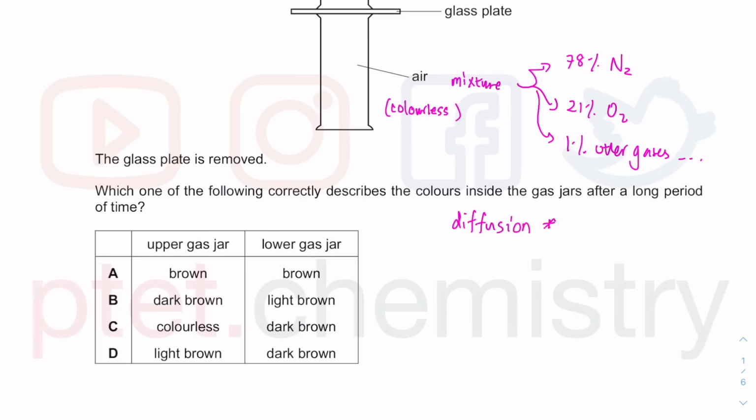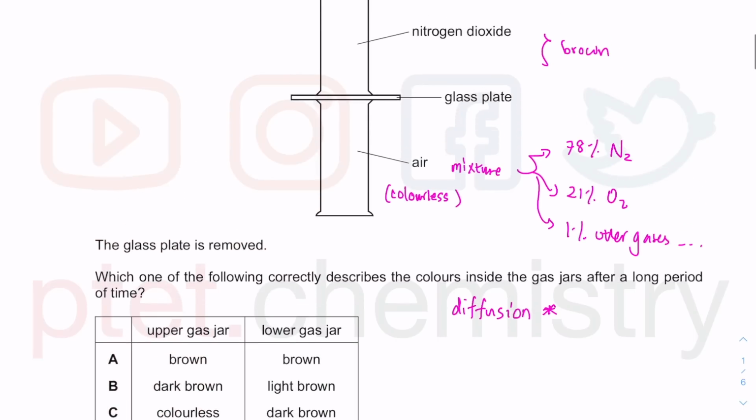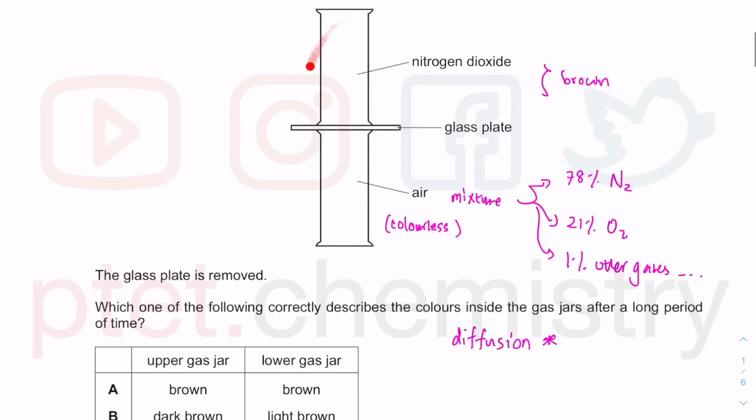Diffusion is the random movement of particles in all directions from a region of high concentration. So here you have a lot of these brown gas particles, nitrogen dioxide particles. It's going to go from a region of high concentration to a region of low concentration of NO2 here. But the same thing with air, which contains a high concentration of these gases. It's going to go from this region to this region of low concentration of air until the concentration becomes uniform.